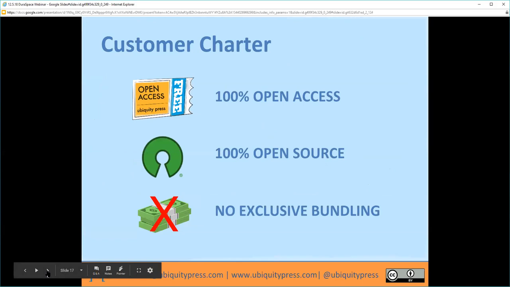And so what we've done, in order to try and be, as was said earlier, a good citizen as a for-profit organization, is create a customer charter. The customer charter guarantees that we will be 100% open access, our entire platform will be 100% open source, and we will never have our products bundled in any way, as was said earlier, as part of a larger product offering or end-to-end solution. Everything we produce will always be available in individual products.